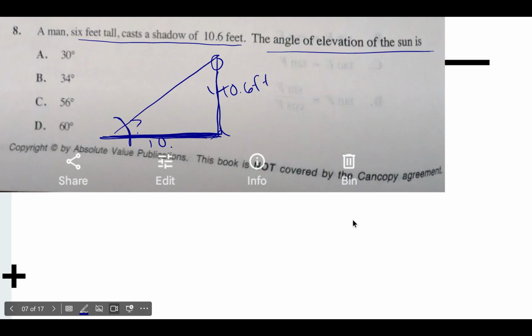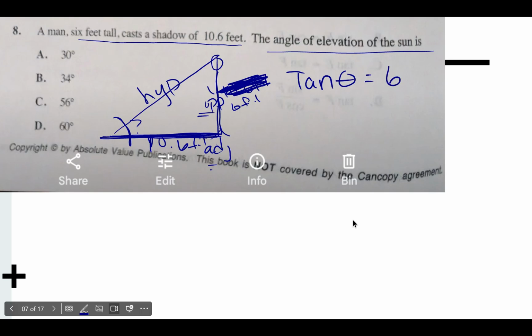So we know his shadow was 10.6 feet and he was 6 feet tall. This looks very messy here. I think I put the wrong value, 6 feet. Okay, so if we want to find this angle, label your sides. You have opposite, you have adjacent, and you have hypotenuse. And if we want the angle, we need at least two sides, and we have opposite and adjacent. So that will be the tan ratio. So tan of your angle will equal 6 feet over that 10.6 feet.